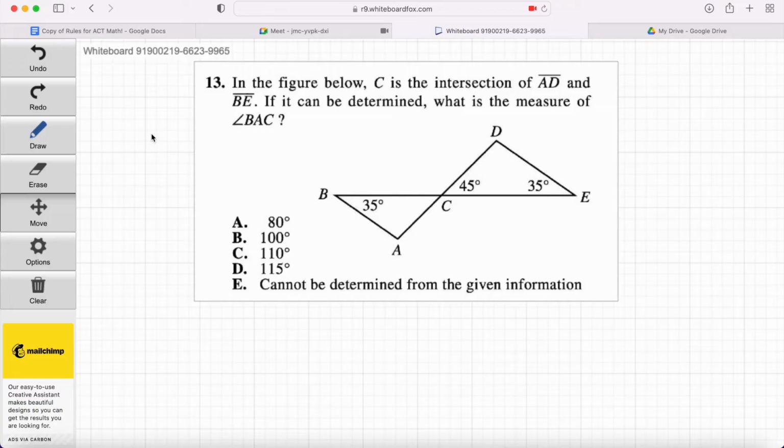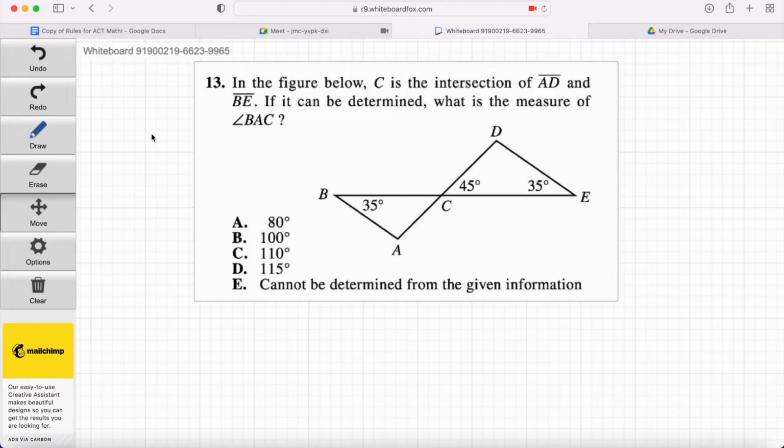Go and read number 13 for us, please. All right, let's see. In the figure below, C is the intersection of line AD, yeah, there's just line AD, right? Line AD would be this line right here. And line BE. If it can be determined, what is the measure of angle BAC? Angle BAC.